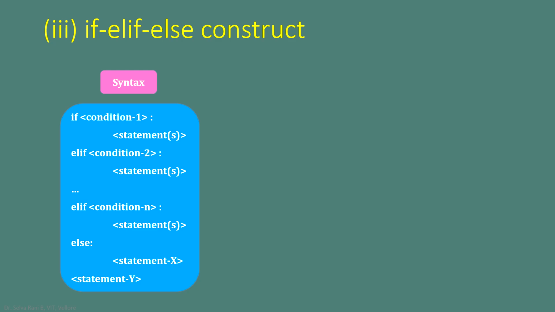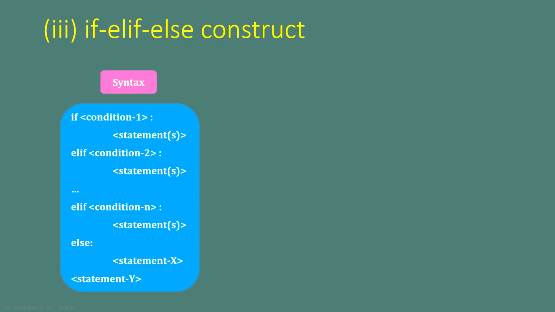It has condition 1 followed by the set of statements to be executed if the condition is true. But if condition 1 is false, the interpreter will come to check the next condition 2. It is given with the elif keyword. And in this way, we can check any number of conditions with the help of the elif keyword.